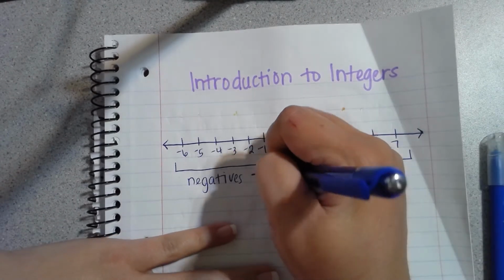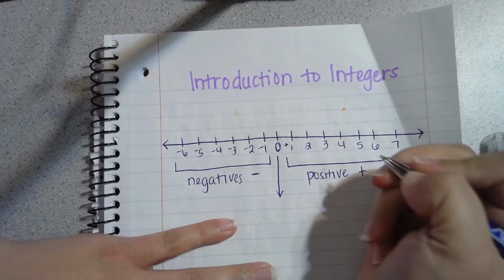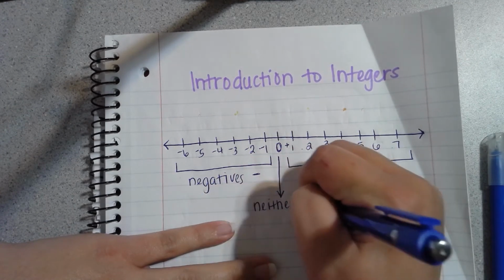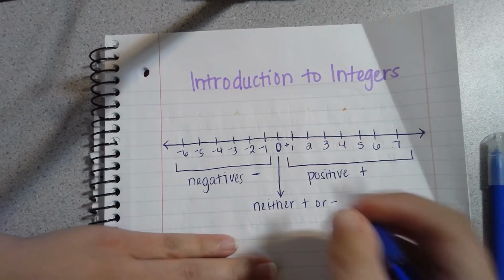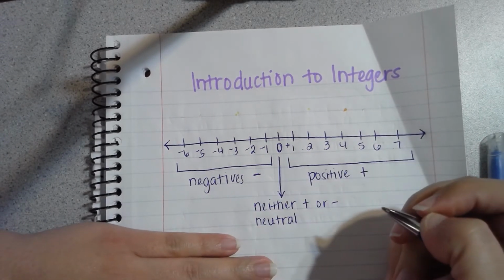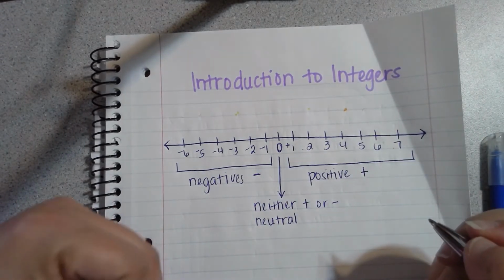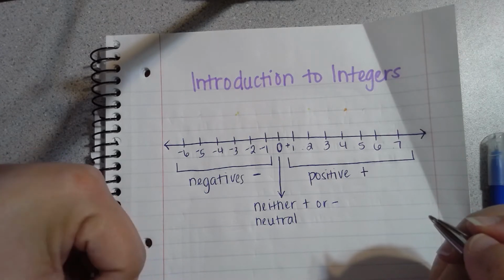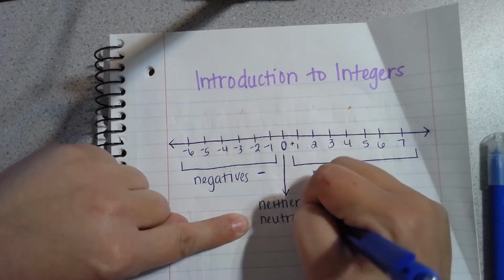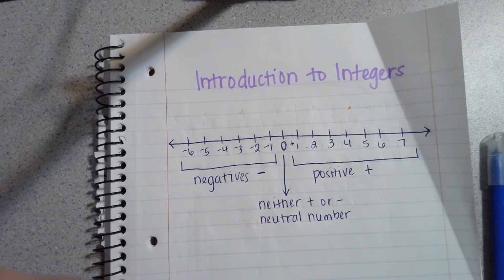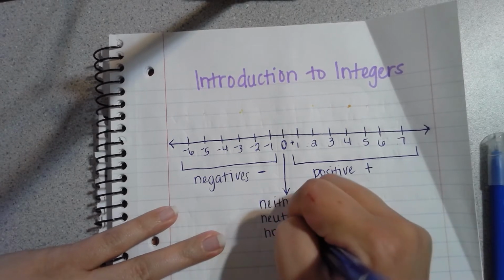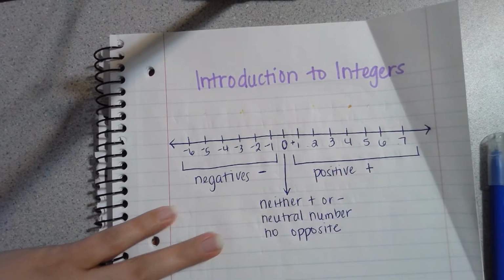So you're asking, well, what about 0? Good question. 0 is neither positive or negative. It's a neutral number. So with Miss Sauer's science class, you've been talking about neutrons inside of atoms and how they don't have a charge. So that is why, because they're neutral. So they're like having a whole bunch of zeros inside of that nucleus, that neutral charge. 0 also has no opposite. Okay?